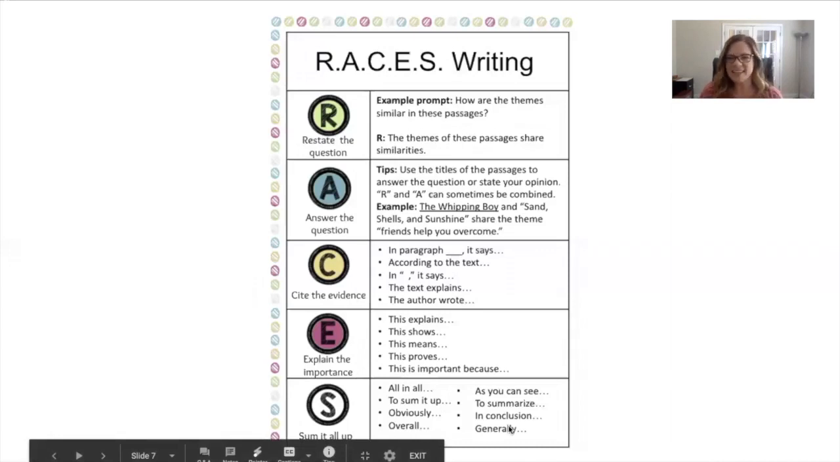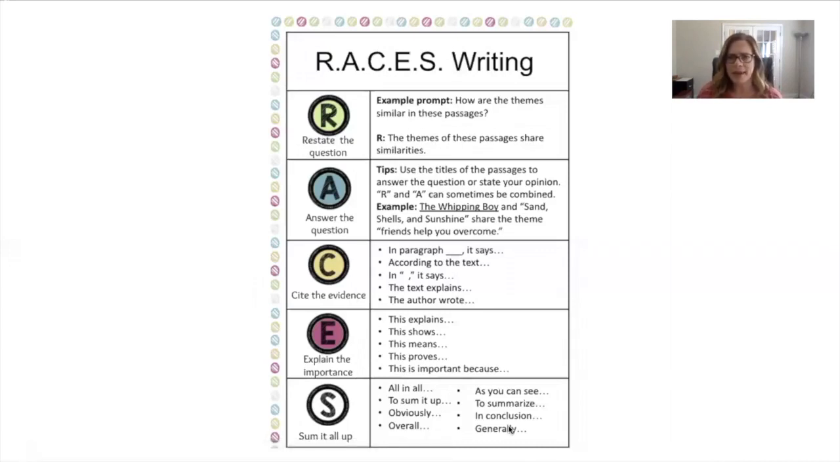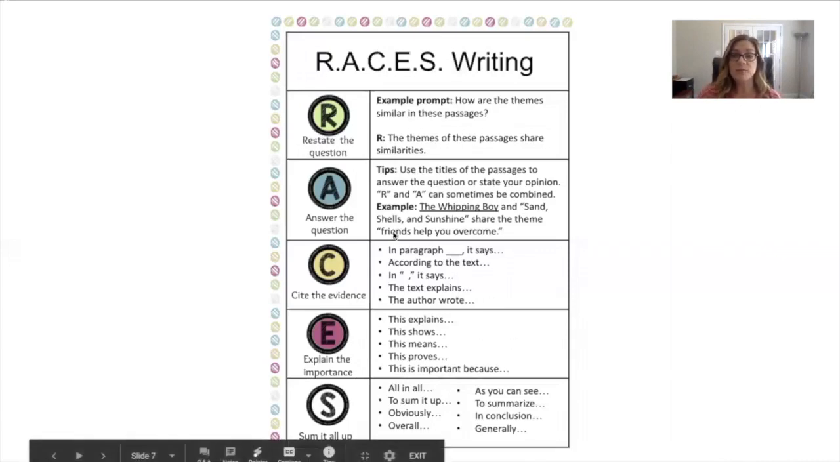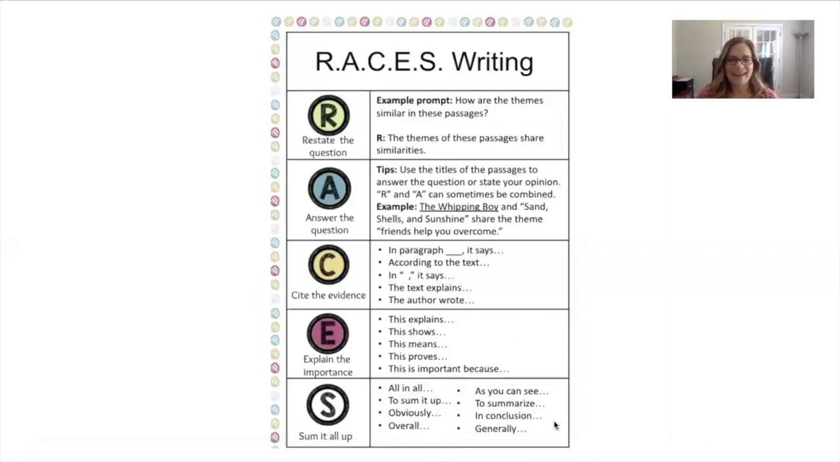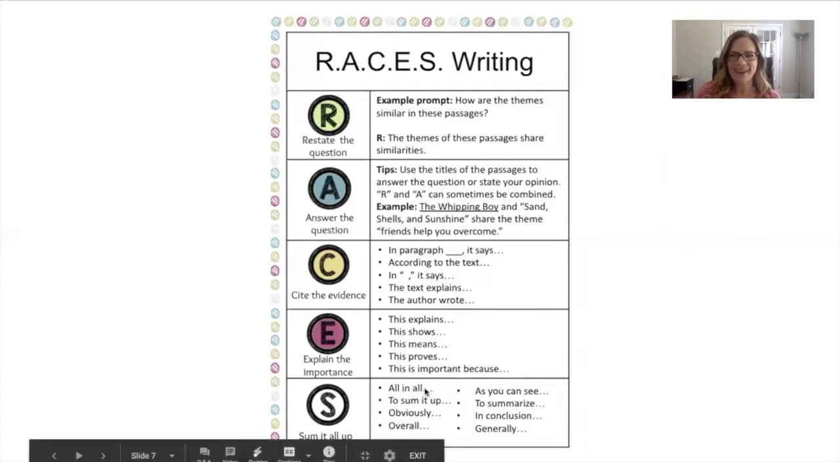Then the S. The S is pretty much, other than the R and the A, it's the next easiest part, because you're just summing up what you said. Okay? You're just going back and you're summarizing what your main point of your paragraph was. Here are some helpful transitional words and phrases to get you started. All in all, I really like that one. To sum it up, as you can see, typical ones like to summarize or in conclusion, but I feel like we can always step it up a little bit. I said, all in all, that's a really good one. I like using that one a lot.